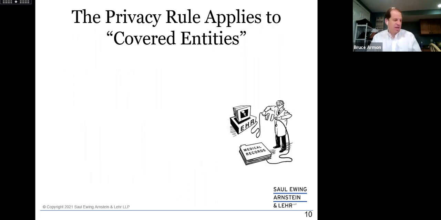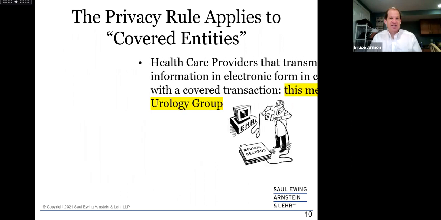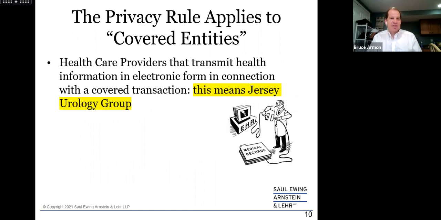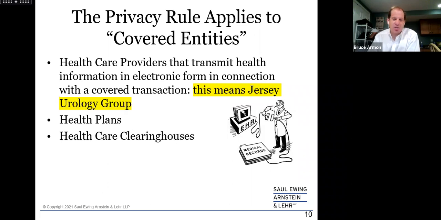The privacy rule applies to what they call covered entities. Three types of covered entities. The first is healthcare providers that transmit information in electronic form, which is us. So Jersey Urology Group, we're a covered entity. We need to make sure we're complying with HIPAA. It also applies to health plans, to the Blues, to Aetna, to Medicare. All of those health plans are covered as well. And then there's things called healthcare clearinghouses that are not as directly applicable for us. But just know we, Jersey Urology Group, are a covered entity.